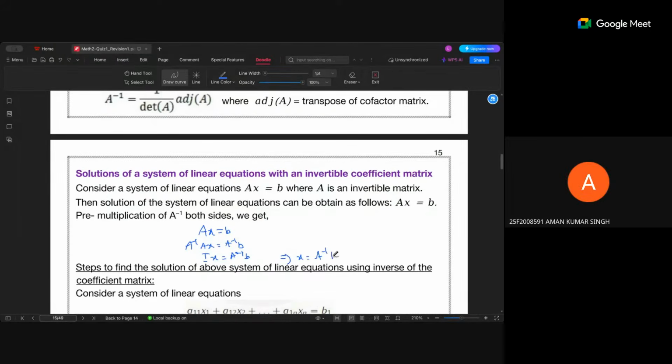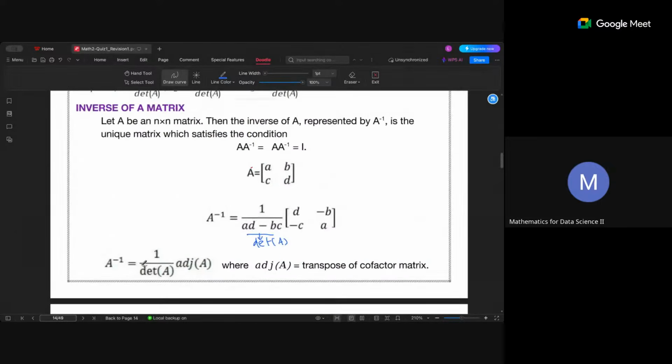And what is an invertible matrix? Come on, this is not a live session. Determinant not equal to 0. The determinant is non-zero. Okay, so inverse of a matrix means, this is a formula for computing the inverse when the determinant is non-zero. So here the determinant is non-zero.